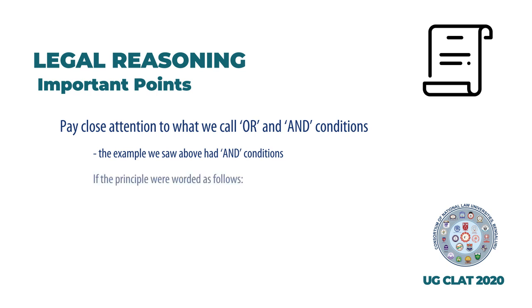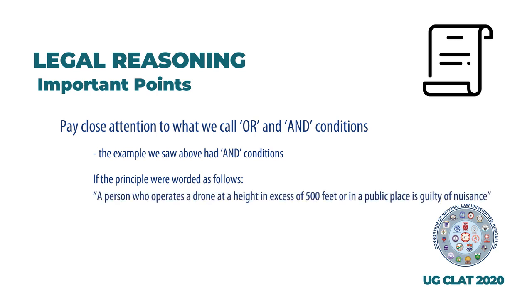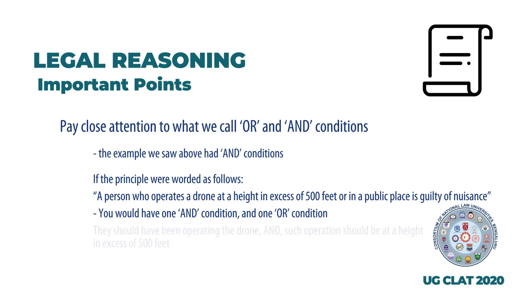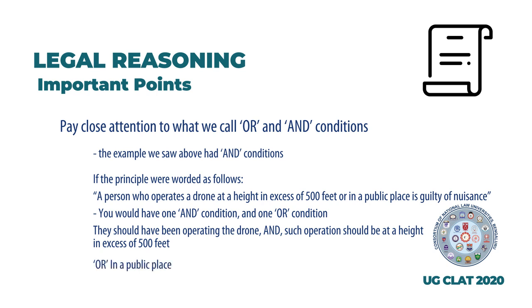On the other hand, if the principle were worded as follows: a person who operates a drone at a height in excess of 500 feet or in a public place is guilty of nuisance, you would have had one "and" condition and one "or" condition. In this situation, for a person to be held guilty of nuisance, the following conditions must be satisfied. They should have been operating the drone, and such operation should be at a height in excess of 500 feet or in a public place.